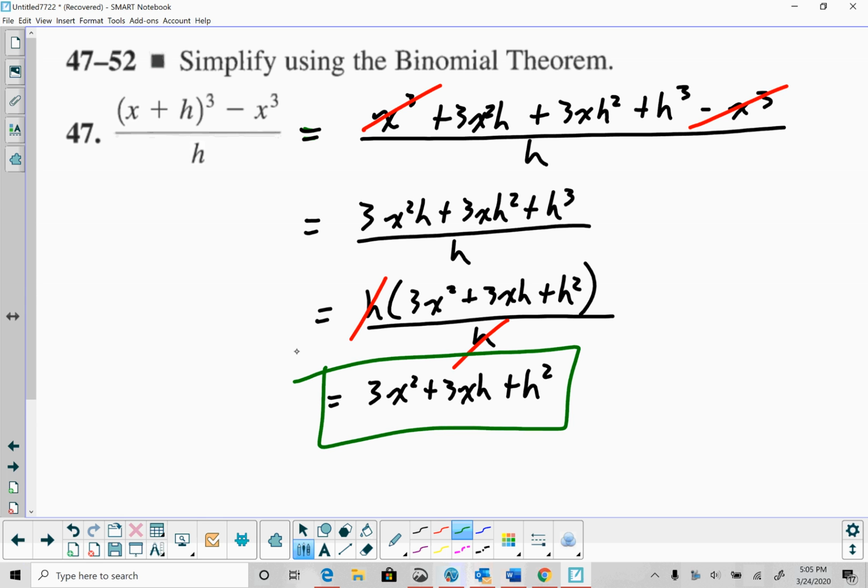Use our binomial theorem so we don't labor going through and foiling and distributing and looking for like terms. We should be able to get to that x plus h, the quantity cubed, without too much fuss. And then interesting things happen from there. I wonder what's coming.